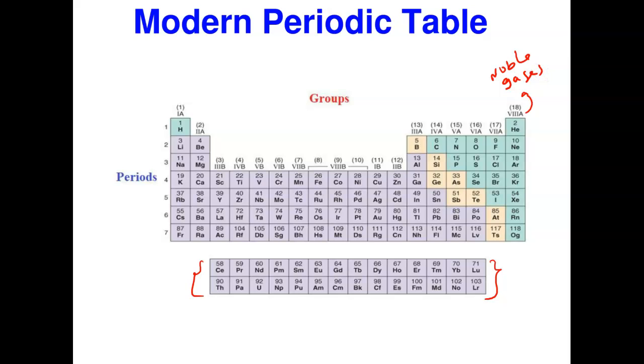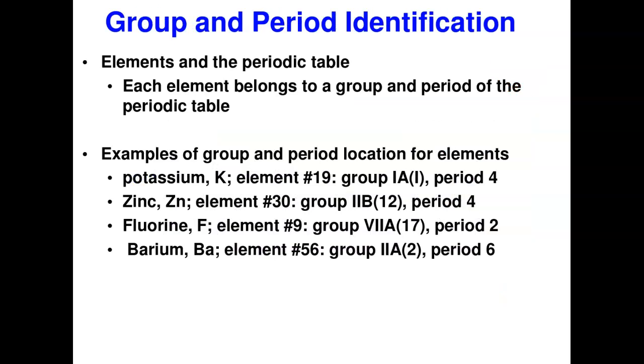Okay, so moving on to the next thing, group and period identification. Every element in the periodic table has a particular group and a particular period in which it can be found. Remember, every table has a column and a row. Like I said earlier, the group is the column, the period is the row. So we can locate elements based on that.